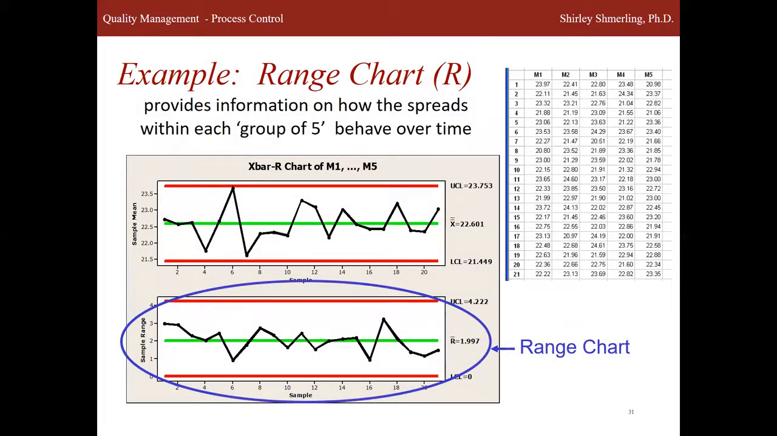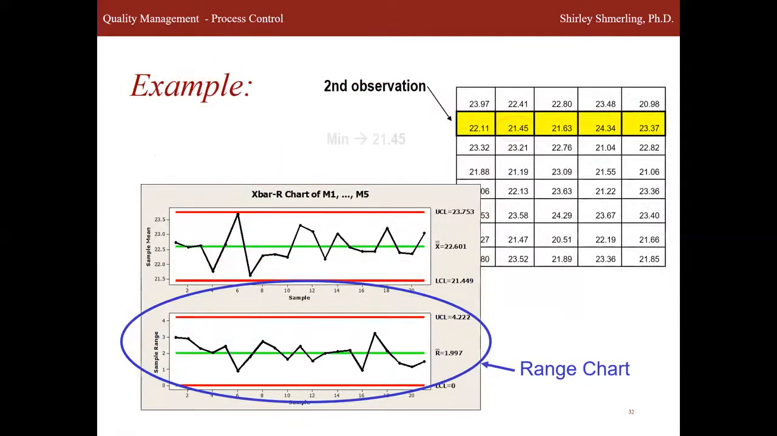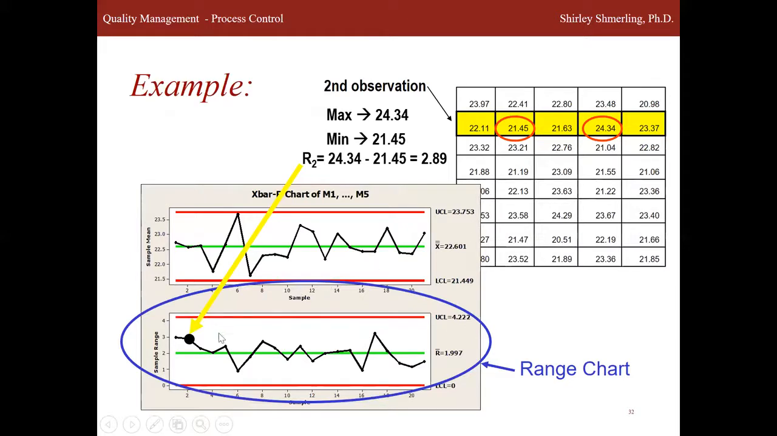Similarly, we can look at the range chart, which depicts the range of the 5 samples that were taken. So if we're looking at the second order observation, the minimum is 21.45, the maximum is 24.34, therefore the range is 2.89, and that is the point that is depicted on the R chart. The average of all of these ranges for all the samples is plotted as the center line, and in this case it is 1.997. And this value is called the R bar.